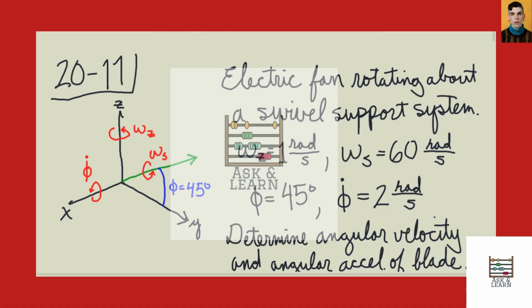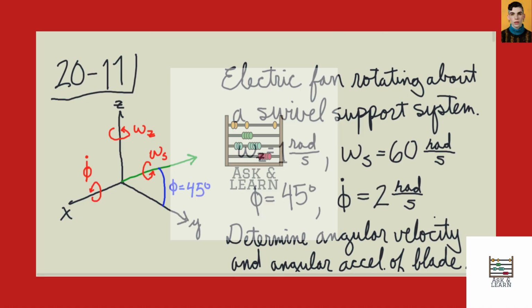For problem 20-11, just like the problem before it, 20-10, we have an electric fan blade rotating around a swivel support system. The swivel support system is fixed in the XY frame. The fan blade is in a series of rotating frames. It rotates about the vertical Z-axis. It also rotates about the horizontal x-axis, and then the fan blade itself rotates about an axis that is inclined 45 degrees with respect to the y-axis.